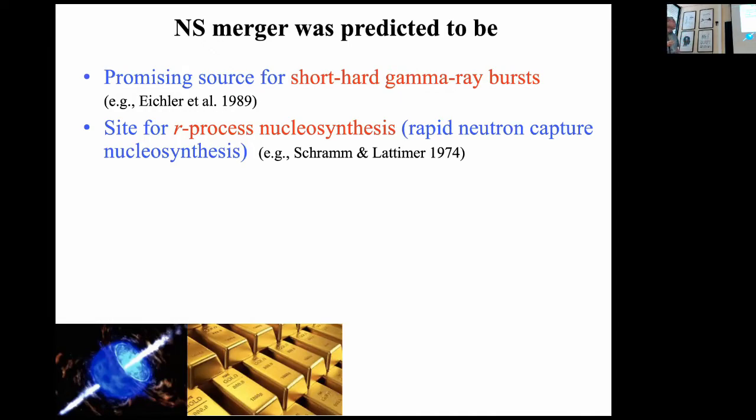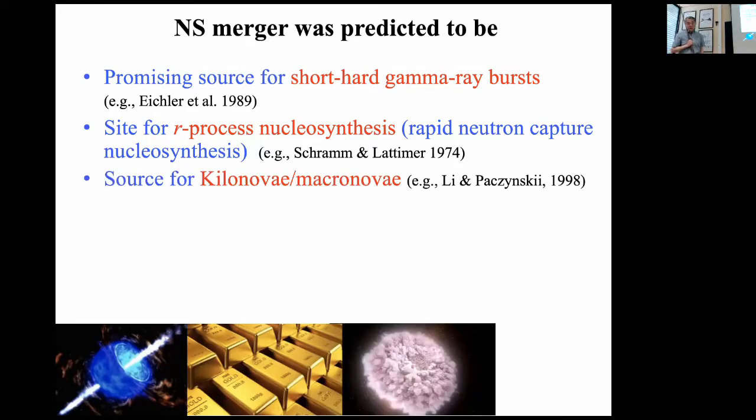What is the main site for synthesizing heavy elements like gold, silver, plutonium and so on? And the neutron-star merger was predicted to be a major site since the 1970s. Also, a neutron-star merger was predicted to be a source for high energy phenomena, the so-called kilonova.